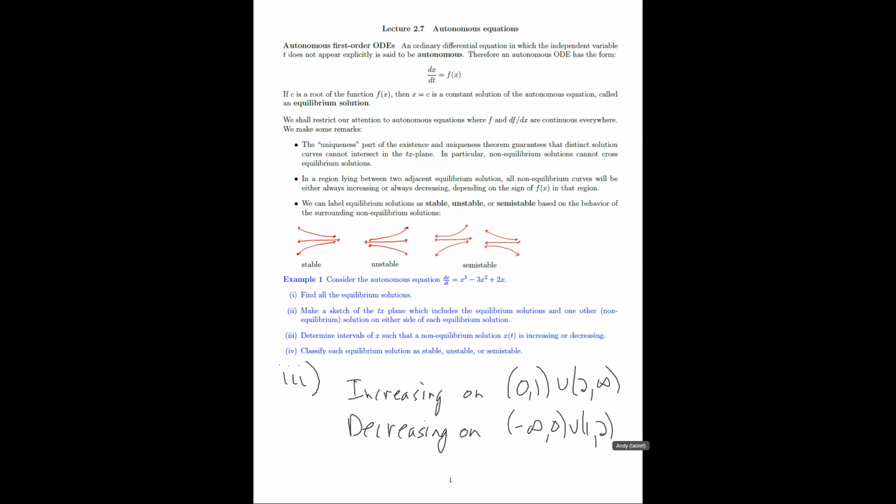And that is it. We have completely solved example 1 here. We're able to draw out all types of solutions. So we know what all of our solutions will look like for this differential equation. And we know where the function is increasing or decreasing, and we know whether each equilibrium solution is either stable, unstable, or semi-stable.